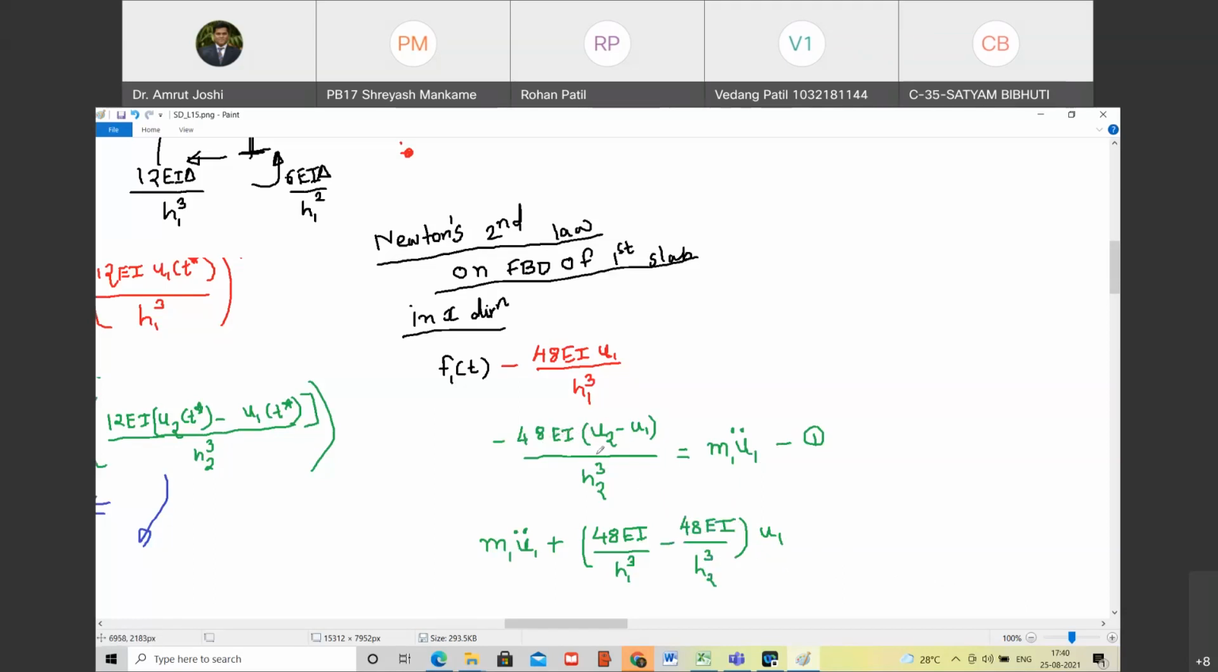And then U2 की टर्म कहाँ पे है? सिर्फ यहाँ पे, and that is minus. So it will go on the other side and it will become positive. So you will have 48 EI upon H2 cube, right? Yes, sir. Into U2. Happy? Are you with me? Yes, sir. And this will be equal to F1 of t, because F1 of t stays on this side. As I said, all the things which are functions of time only, I am going to keep them on one side. Happy? Yes, sir. So this is actually our first equation.